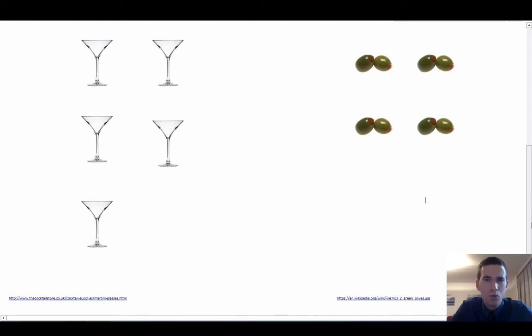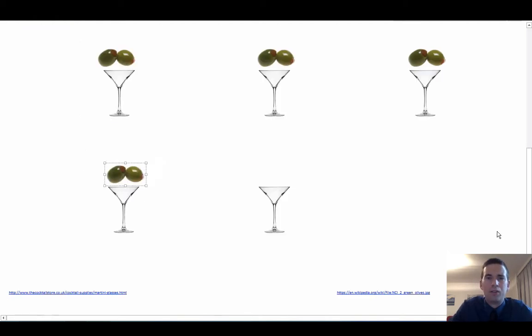If we have 2 olives per martini and 1 glass, the ratio is 1 glass to 2 olives. How many martinis can we make? We could only make 4 cocktails, and we would have 1 glass left over. So even though we had more olives than glasses, because of the ratio, we could not use all of the glasses. The thing which limited the amount of cocktails we could make was the amount of olives.